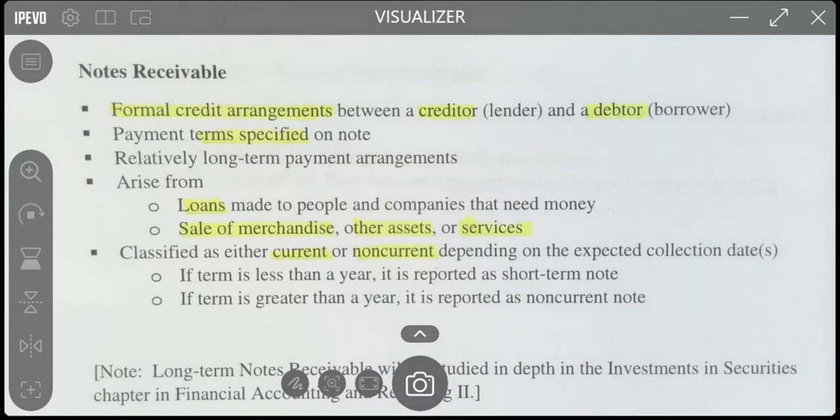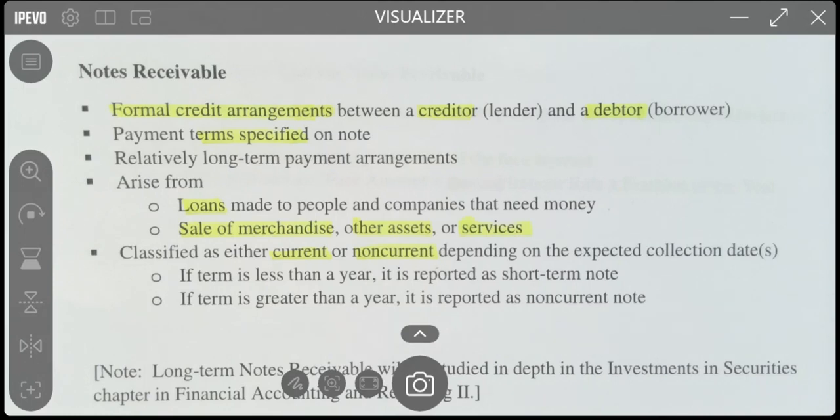Notes receivable are formal credit arrangements between a creditor, which is what we call the lender, and a debtor, also known as the borrower. The payment terms under the note are specified on the note, usually relatively long-term payment arrangements. Notes receivable arise from loans made to people and companies that need cash. In the case of companies, it's normally to finance growth.